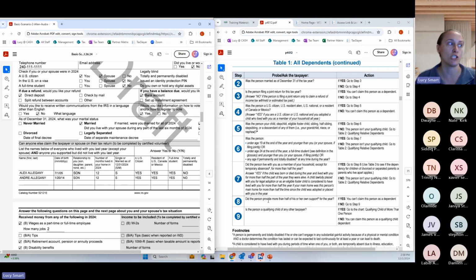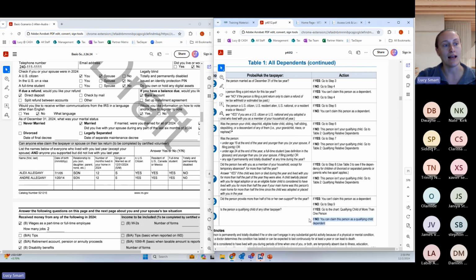We need to ask this question to the taxpayer and fill it in on the form ourselves. But we know from the notes that he did not have any job other than babysitting his brother sometimes, didn't have any income. So we'll go ahead and say he did not provide more than half his own support. And is the person a qualifying child of any other taxpayer? His parents are filing jointly. There's no one else who can claim him, so we can go ahead and say no, and we can claim Alex as their qualifying child dependent.